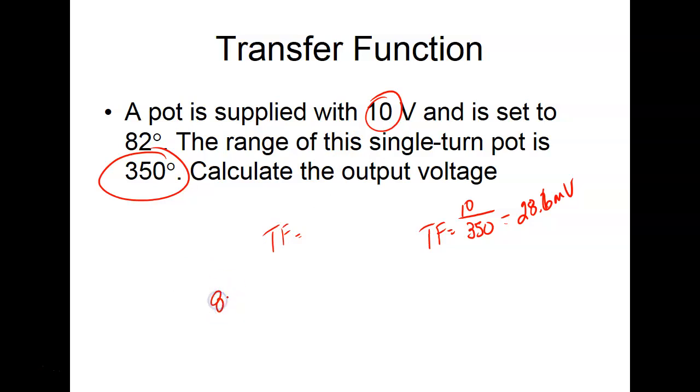Times the transfer function. And what would that give us? 2.34 volts. Now, if we did this, then whatever instrument is scaling this, we could scale it to whatever we wanted, 350 degrees to equal, right? You understand that? Make sense?